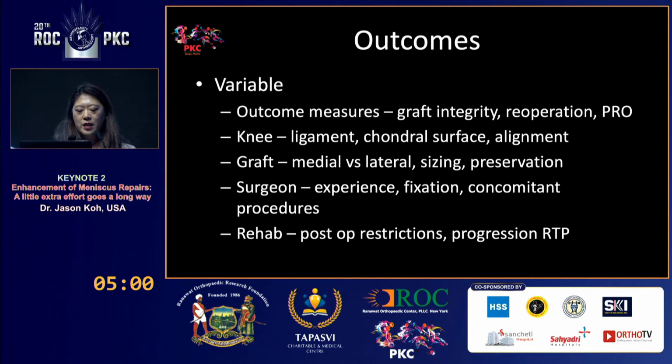In terms of outcomes, everything is variable. The outcome of how successful your meniscus is is completely variable. Is it reoperation rate? Is it integration? Is it patient-reported outcomes? It's really hard to compare apples to apples, and that's what makes interpreting the meniscus transplant literature so difficult. There are also variables of what else was done in the joint, right? If there are ligament issues, how do the chondral surfaces look? Was there coronal malalignment? Those are all different factors that come into play.